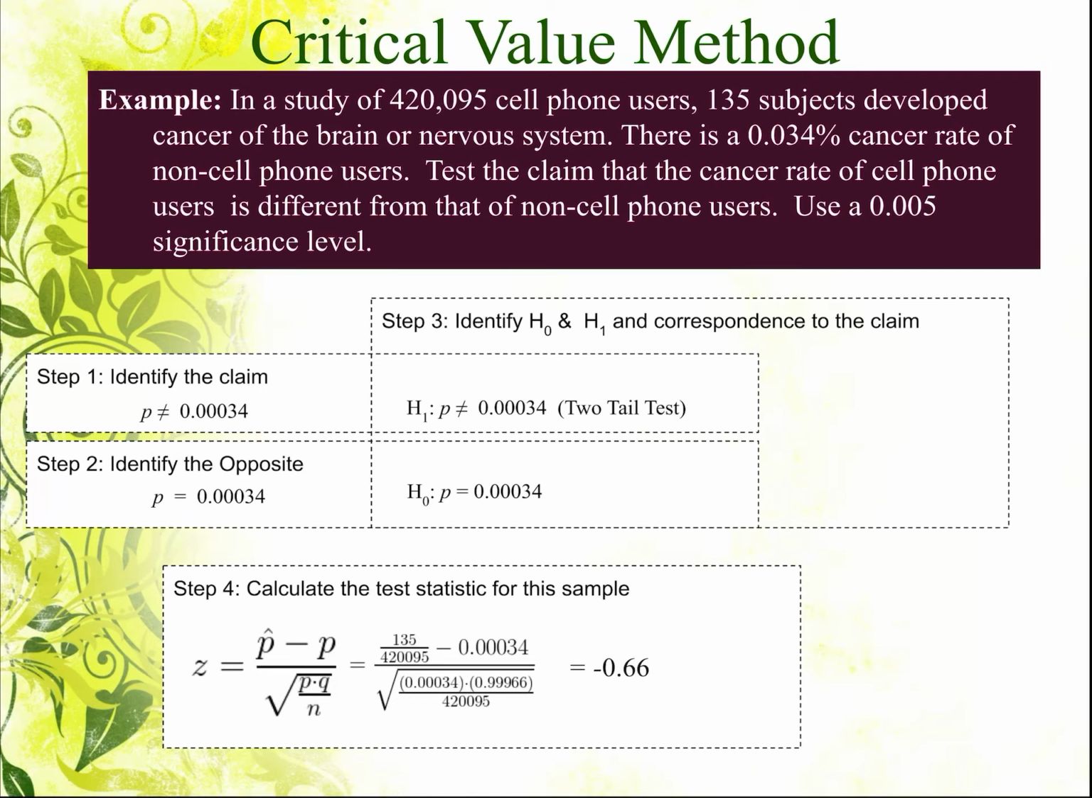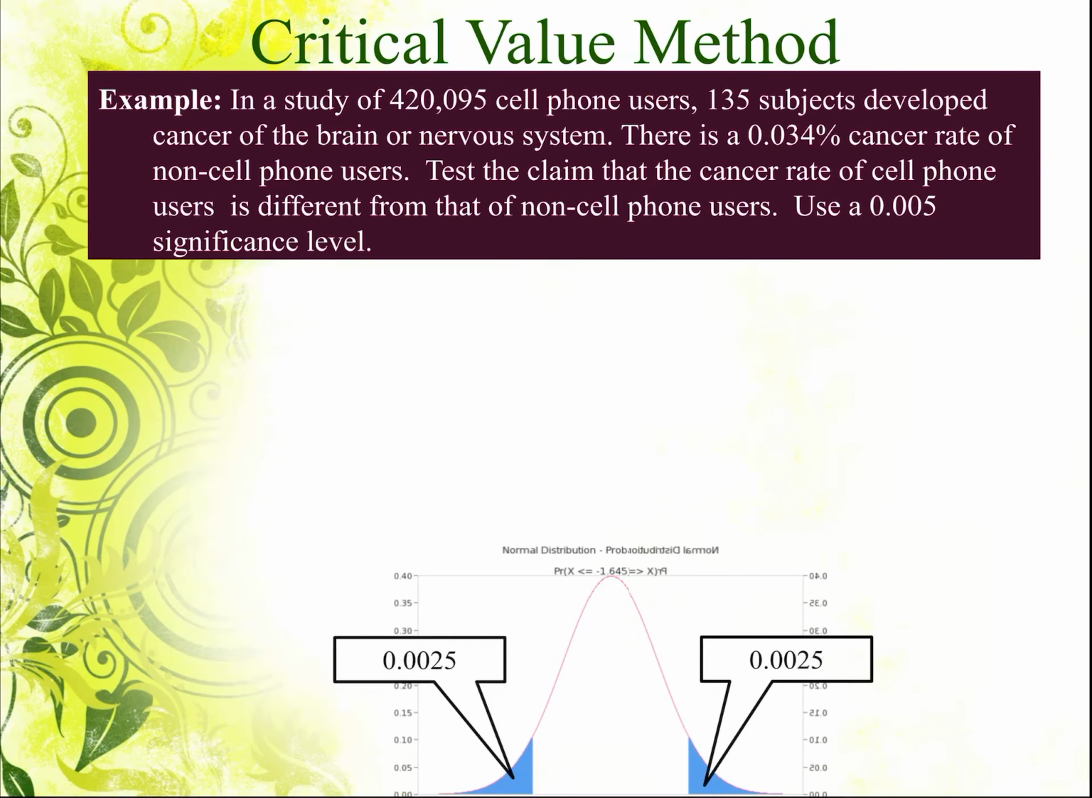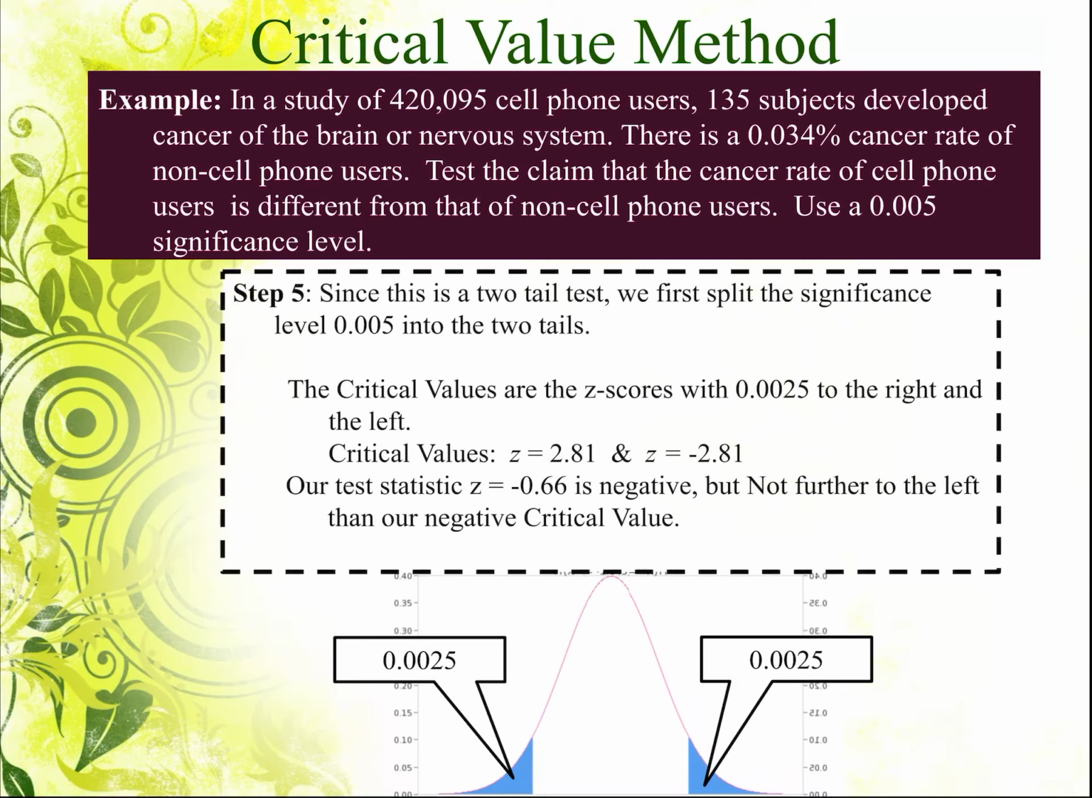Okay, we need to compare the test statistic to the significant level's critical value. So the next thing we need to do is figure out the critical value for the significance level. Now remember, the significance level is 0.005, but we have to split this into two tails. So when we divide it into two tails, alpha over 2 in each of them, we get 0.0025. The critical values that go with those 0.0025 areas are 2.81 and negative 2.81 for Z.